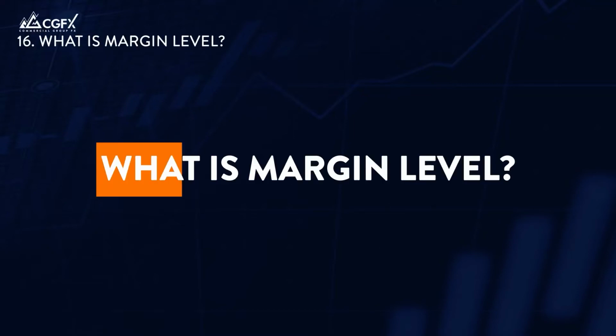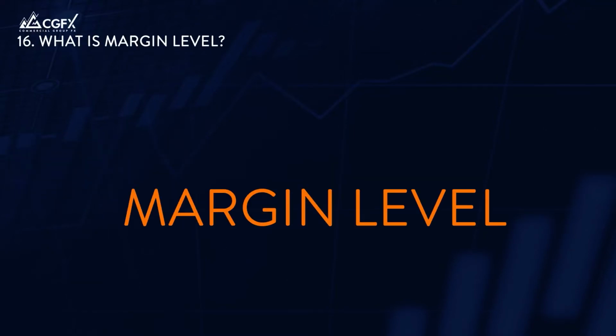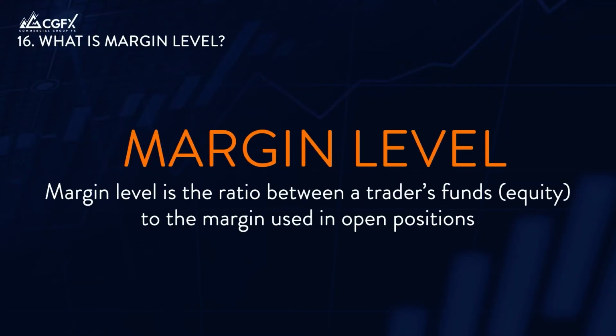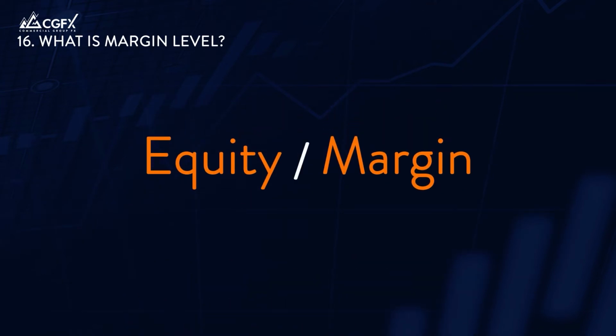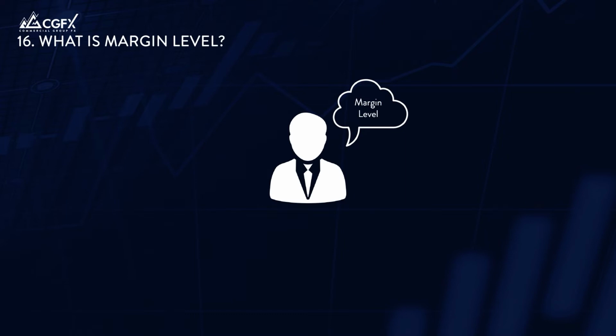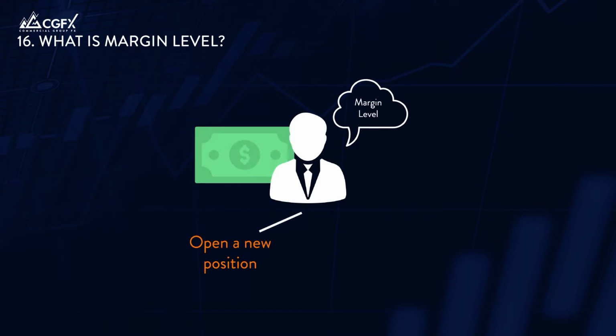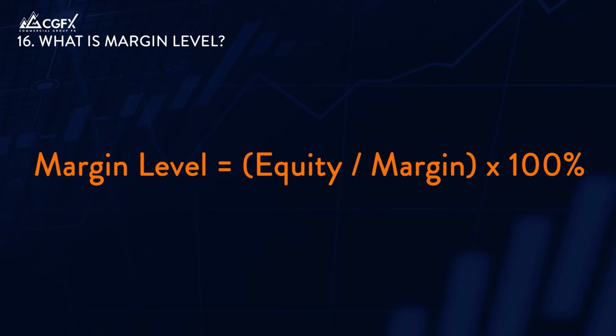What is margin level? Margin level is the ratio between a trader's funds to the margin used in open positions. This ratio is expressed as a percentage. By paying attention to the margin level, a trader can see whether he has enough funds to open a new position or keep an open position open. The margin level can be calculated using the following formula. Margin level equals equity divided by margin times 100%.